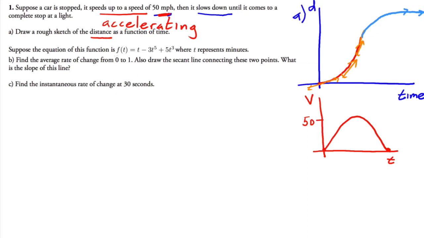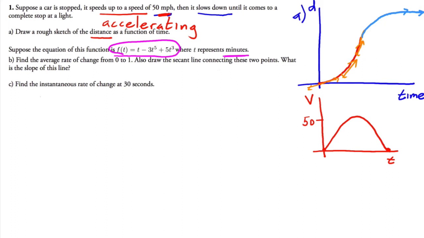Okay, so now suppose that the equation is f of t equals t minus 3t to the 5th plus 5t cubed, where t represents minutes. We want to find the average rate of change from 0 to 1 minute. And then we also want to draw the secant line connecting these 2 points.